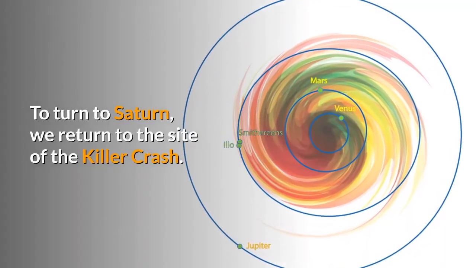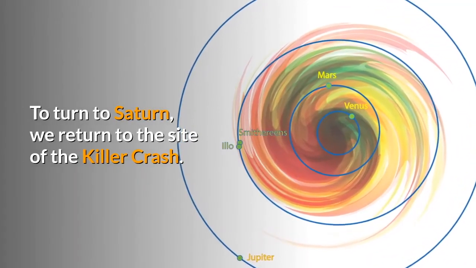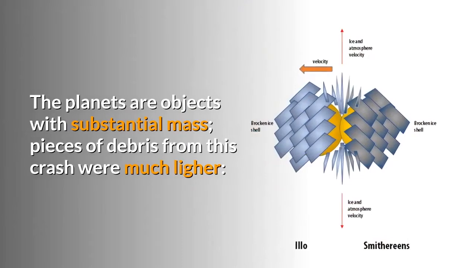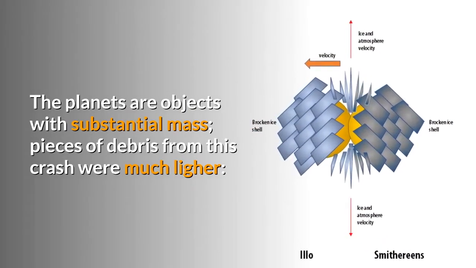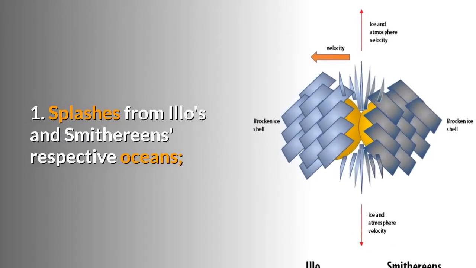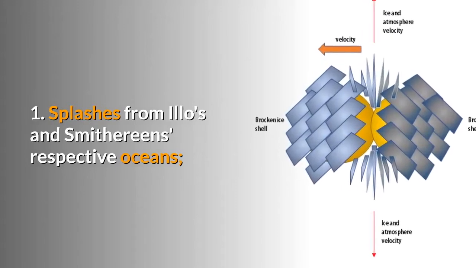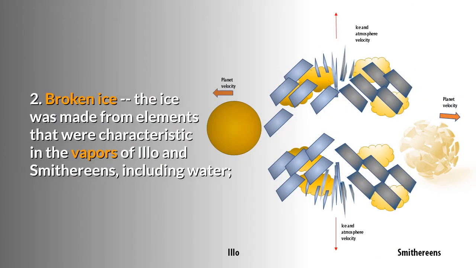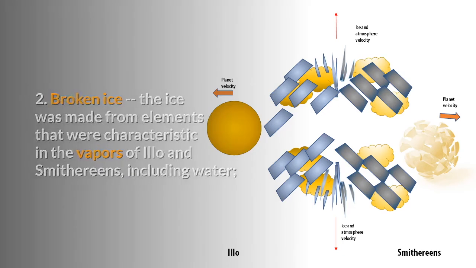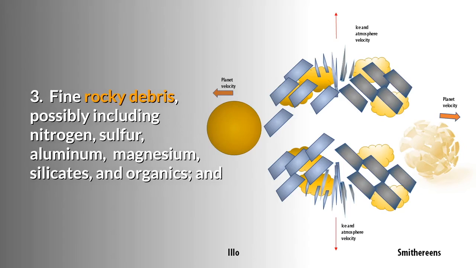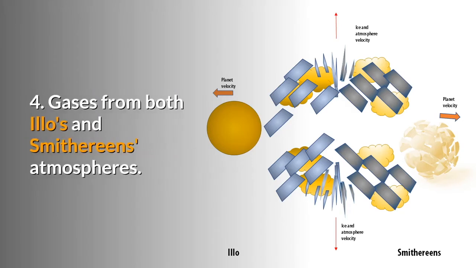To turn to Saturn, we return to the site of the killer crash. The planets are objects with substantial mass. Pieces of debris from this crash were much lighter. 1. Splashes from Ilos and Smithereens' respective oceans. 2. Broken ice. The ice was made from elements that were characteristic in the vapors of Ilo and Smithereens, including water. 3. Fine rocky debris, possibly including nitrogen, sulfur, aluminum, magnesium, silicates, and organics. And 4. Gases from both Ilos and Smithereens' atmospheres.